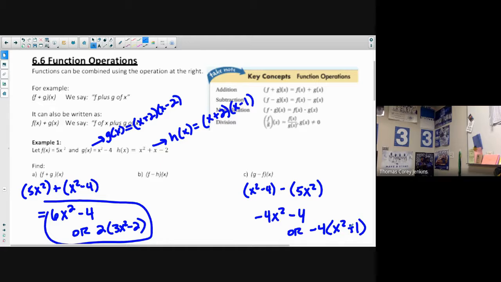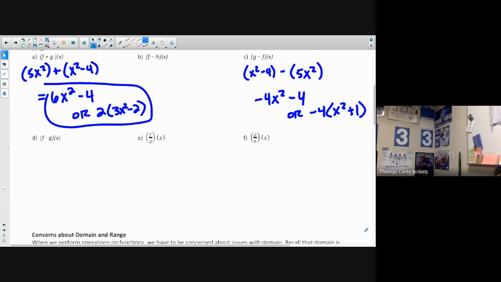All right, and so moving on. Now let's get into some multiplication and division, okay? You have to be careful with the multiplication symbol here because there's another symbol that we learn later that looks almost like that, but notice this is a little dot, so this is f of x times g of x. So f of x is going to be 5x squared. g of x is the quantity x squared minus 4.